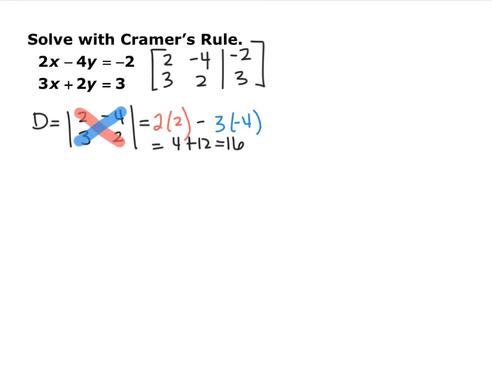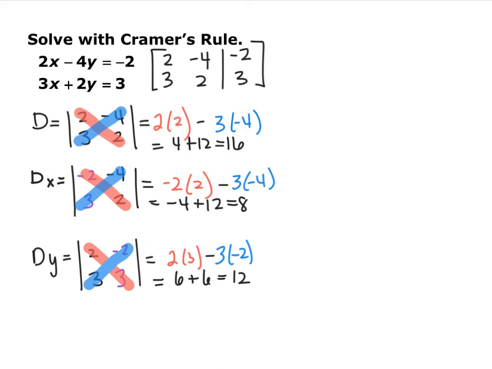So now we want to find d sub x. So go ahead and pause the video and set up the matrix that would represent d sub x. So what you should have is you should have replaced the x column with the answers, -2 and 3. Now you're going to take the determinant of this resulting matrix. So go ahead and pause the video, find the determinant d sub x, and then do the same thing to find the determinant d sub y.